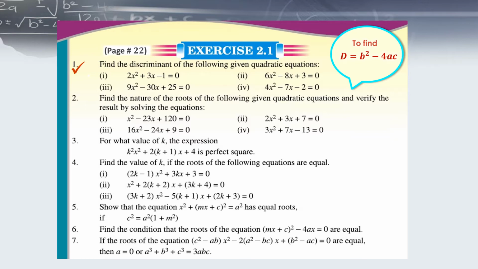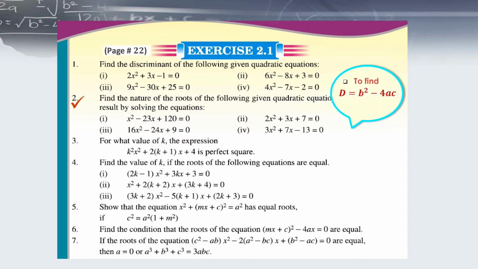In the second question, we are being told to find the nature of the roots of the given quadratic equations and verify the result by solving the equations. So first, we'll evaluate the discriminant b squared minus 4ac to find the nature of the roots. Then we'll solve the equation by any method to verify the nature of the roots. Here, I'll solve one of the parts of question number 2 for you.